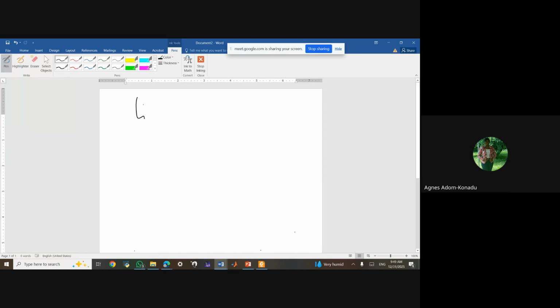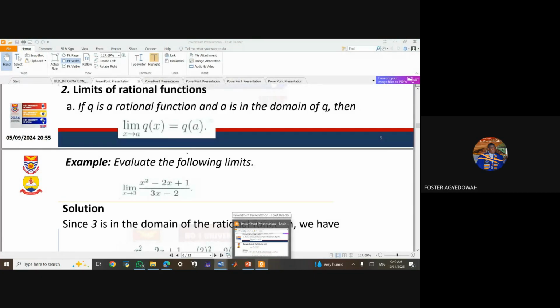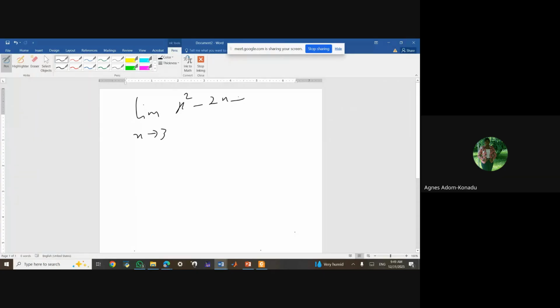So the function is, we want to find the limit as s approaches 3 of s squared minus 2s plus 1 over 3x minus 2. Is it 3x minus 2? Yes, please, madam. So we want to find the domain, and you said the domain is x such that x belongs to the real numbers, but x is not equal to 2 over 3. Please, how did you get this?